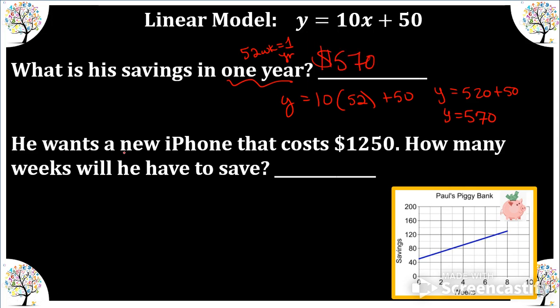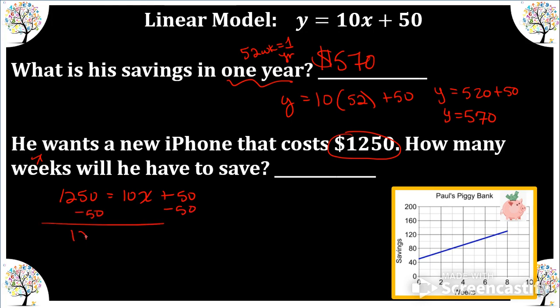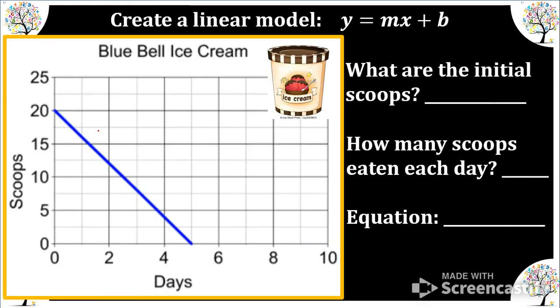He wants to buy a new iPhone that costs $1,250. How many weeks will he have to save? So we're looking for X. So I have a total amount, so I'm going to plug that in for Y, and we're going to solve for X. So subtract out the 50. And X equals 120. So 120 weeks.